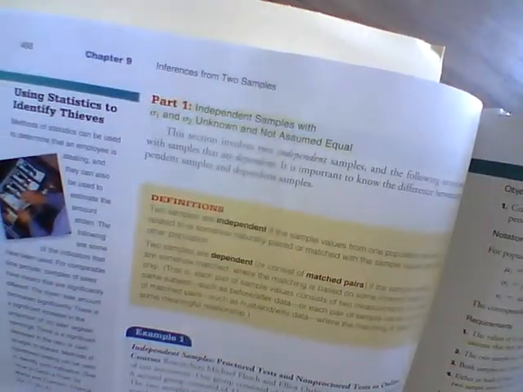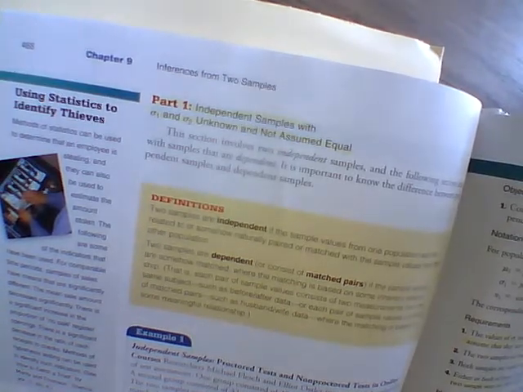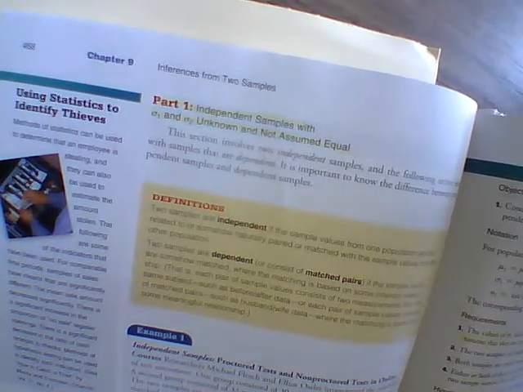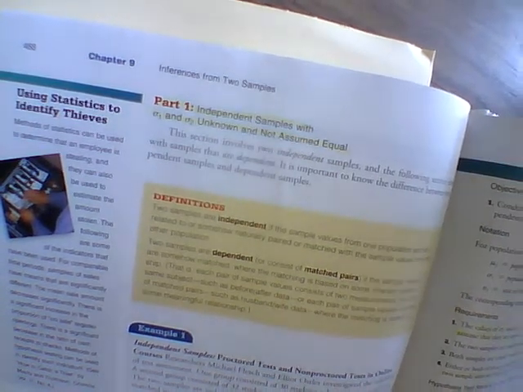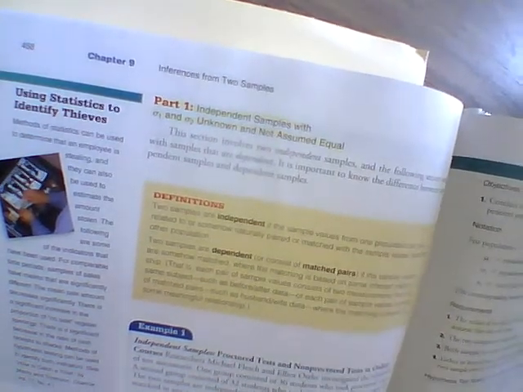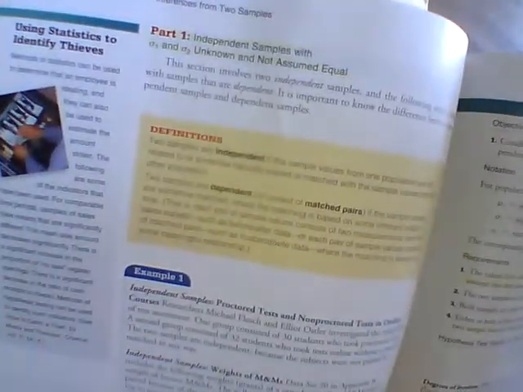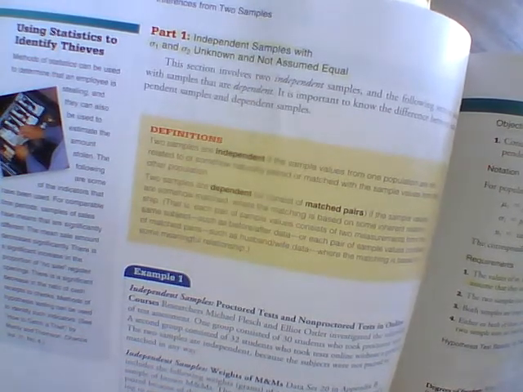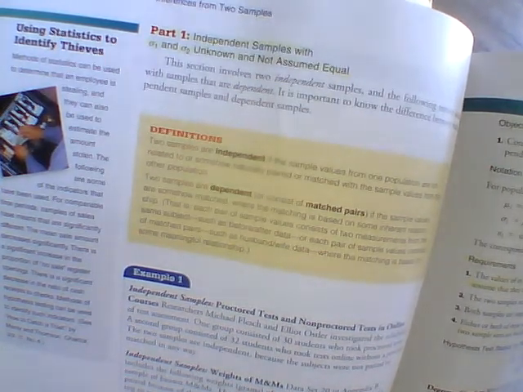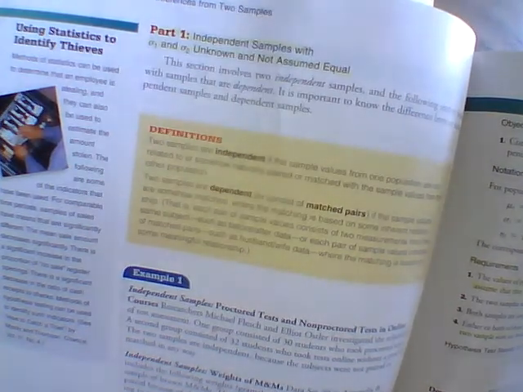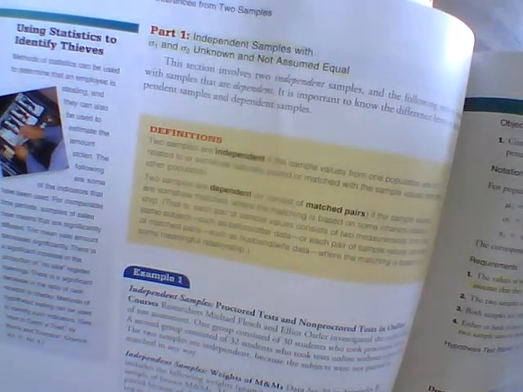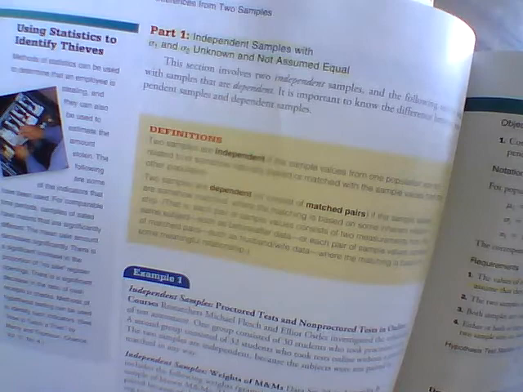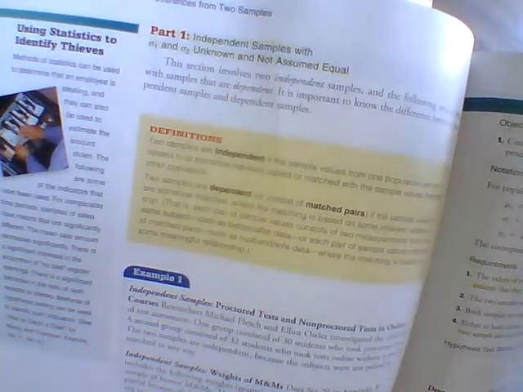Part one really is talking about our independent samples with sigma 1 and sigma 2 unknown, and they're not assumed to be equal. The two samples have to be independent, so sample values from one population are not related to, or somehow naturally paired or matched with, sample values from the other population. They have to be completely independent.